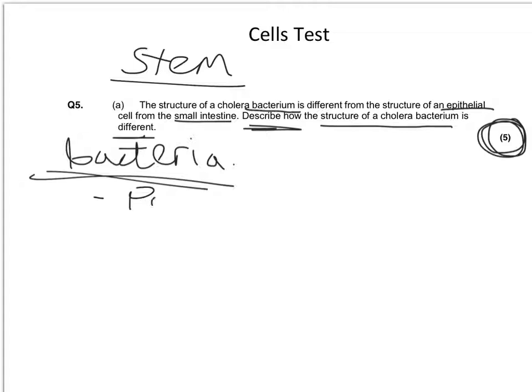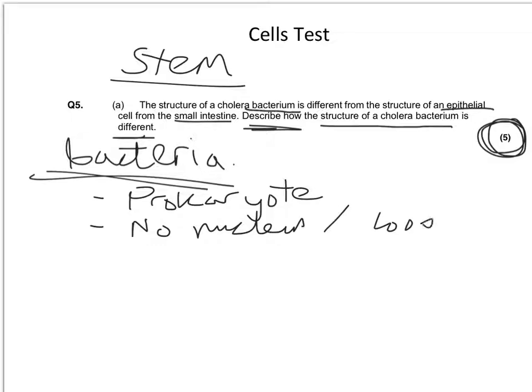The first thing is that it's a prokaryote. So that's a difference. Then in terms of the structures, you can say that basically no nucleus. That's one of the points. Or you can say a loop of DNA, which is the plasmid. You could also mention that there are no membrane-bound organelles.